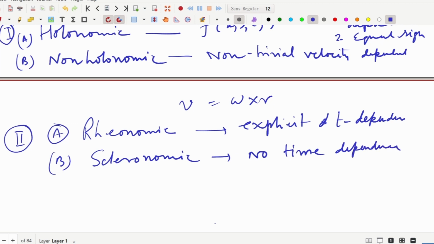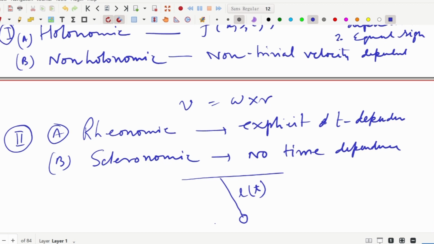Okay. So here also we provide certain examples. For example, if you have a pendulum with a fixed length, then the constraint for the pendulum will be scleronomic, because the length does not change with time. But if we put a special pendulum where the length of the pendulum is time dependent, that is, its length changes explicitly with time, then such a constraint will be rheonomic. So this is another type of classification.